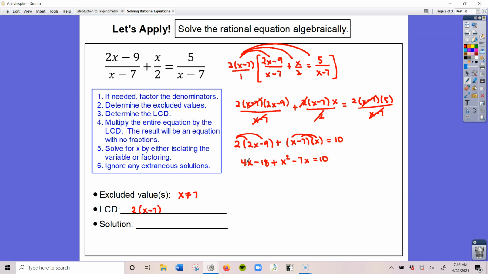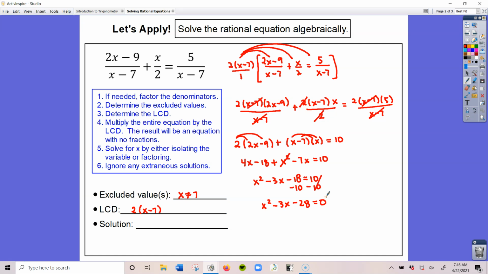Now I can combine this 4x and this negative 7x, and that gives me x squared, because I want to write this in standard form, so I start with my highest exponent. 4x minus 7x is negative 3x minus 18, is equal to 10. This is a quadratic, so I can subtract the 10 from both sides to make it equal to 0. And I get x squared minus 3x minus 28 is equal to 0.